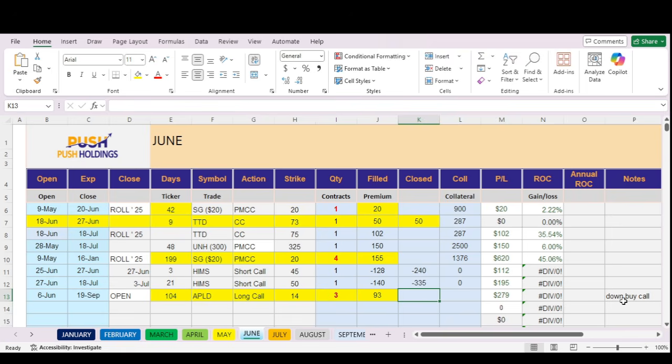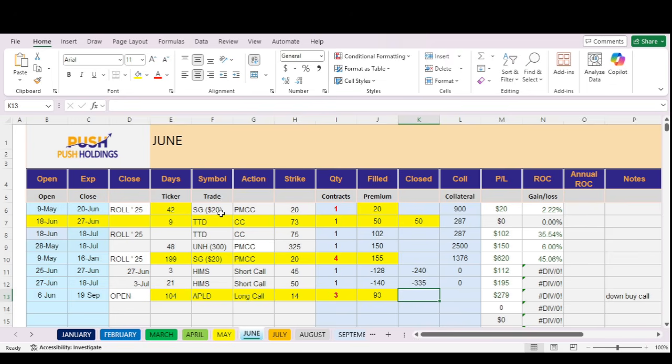I don't have many notes for this month, but I will explain this one to you. So let's go ahead and get started. So our first trade was on May 9th, and it should have been closed on June 20th. And that was on SG, or Sweet Green.